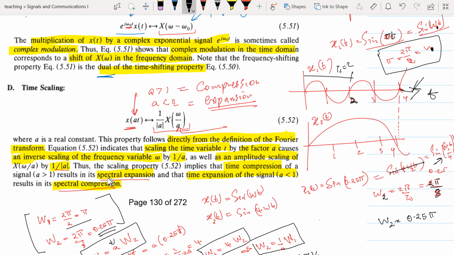Therefore, we are saying that when you expand a signal in time, when A is less than 1, as you can see, our A in this case is less than 1, then this results in a spectral compression. So if you are now to draw these signals in the frequency domain, you'd actually realize that the spectral component of this signal x2 of t is compressed, whereas the spectral component of this x1 of t is expanded.